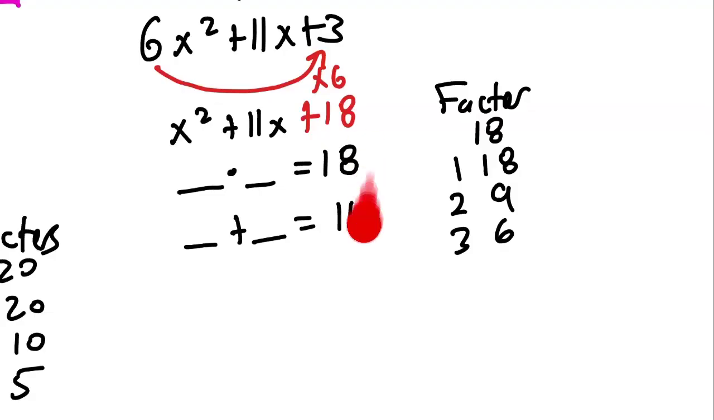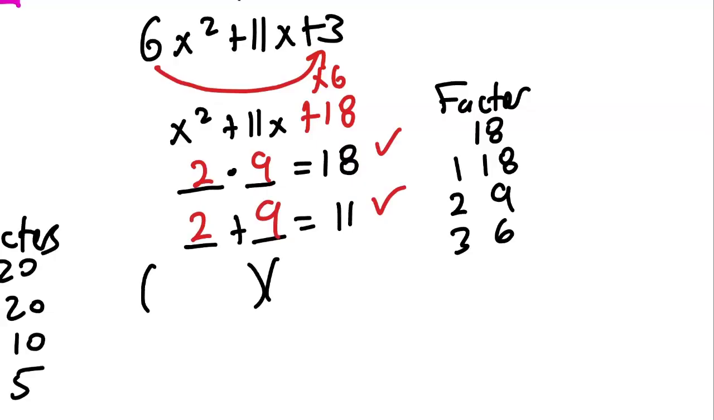These do not carry x's, so do not write x. 2, 9. Okay, so two numbers that multiply to 18 and add to 11 is 2 and 9. Any questions so far? Okay, so now we're going to do the parentheses. x plus 2, x plus 9. Or you could do x plus 9, x plus 2, doesn't matter. We already talked about it yesterday. They're interchangeable.